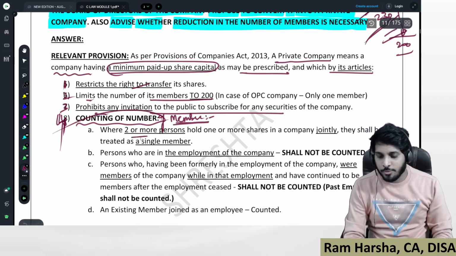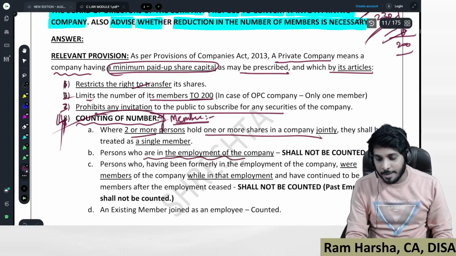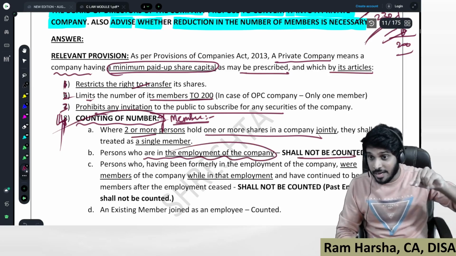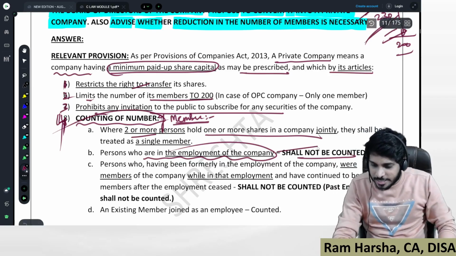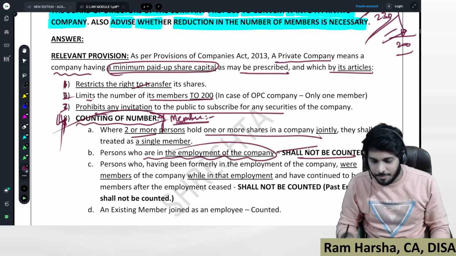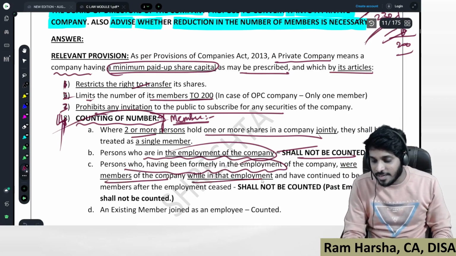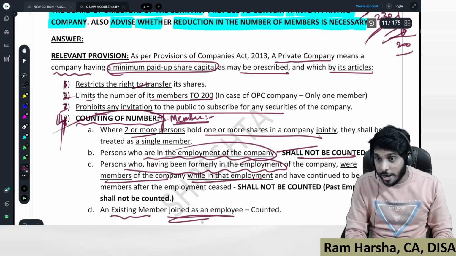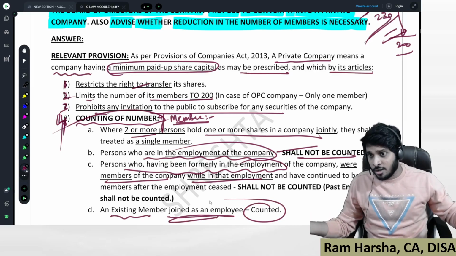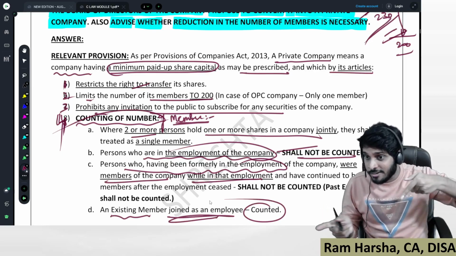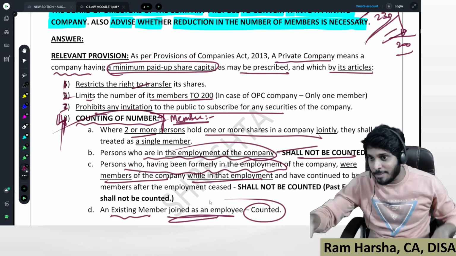1. Two or more persons who hold one or more shares jointly are excluded; they will be counted as one. Persons who are in employment of the company shall not be counted, when they got shares during the employment. Only then it is not counted. Though the law is silent on that, the intention of the law is this. And persons who were formerly in employment and were members of the company while in that employment are not counted. An existing member who joined as an employee is still counted. When an employee is not counted, first he became an employee, then became a shareholder. Suppose you are a shareholder first, then became an employee, you are still counted.